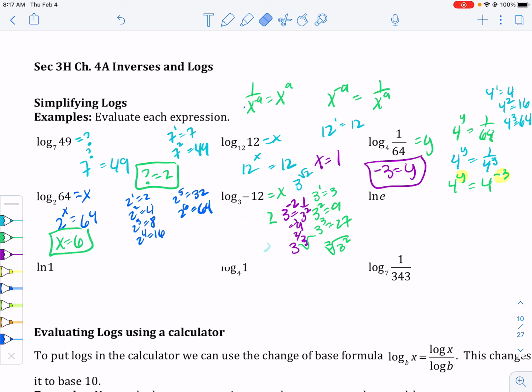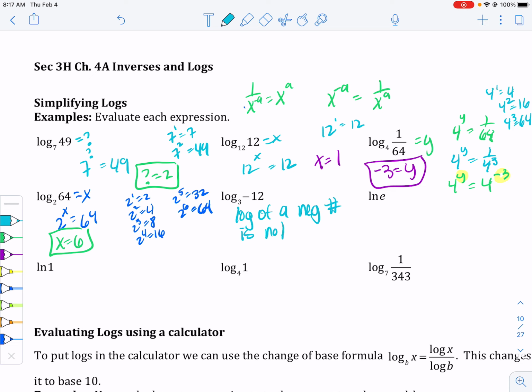Okay, so I'm going to erase all this so that we can write. Log of a negative number is not possible because you can't raise something to a power and get a negative. Log of a negative number is not possible. So this is an important detail to remember.